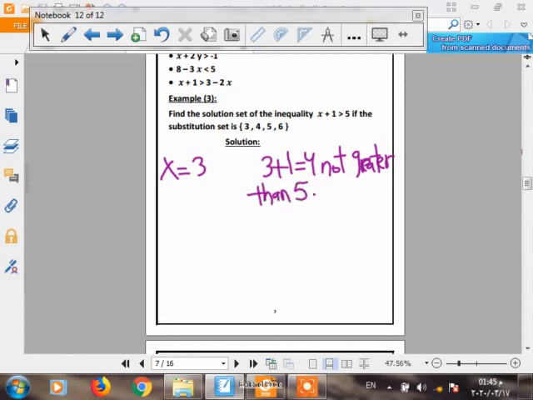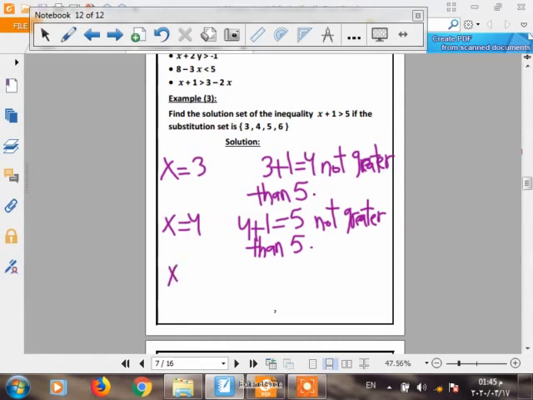So it's not a solution. Let's check if x equals 4. We will find the result of the left side: 4 plus 1 equals 5. Okay, but it's not greater than 5. So 4 also cannot be in the solution set.